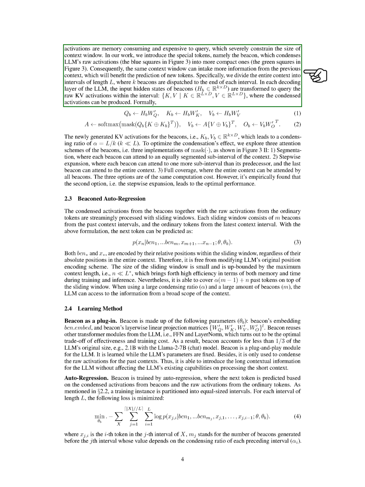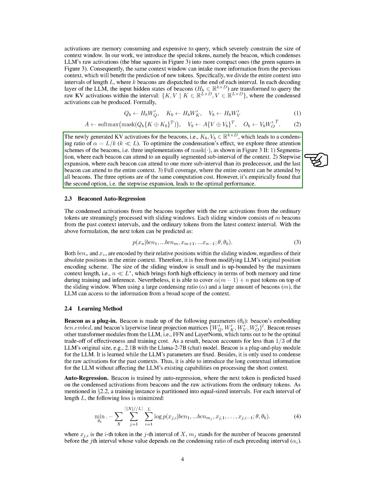We divide the entire context into intervals of a certain length and place a certain number of beacons at the end of each interval. In each decoding layer of the LLM, the input hidden states of the beacons are transformed to query the raw activations within the interval, producing condensed activations. We also explore 3 attention schemes for the beacons: segmentation, stepwise expansion, and full coverage. All 3 options have the same computation cost, but we found that stepwise expansion leads to the best performance.